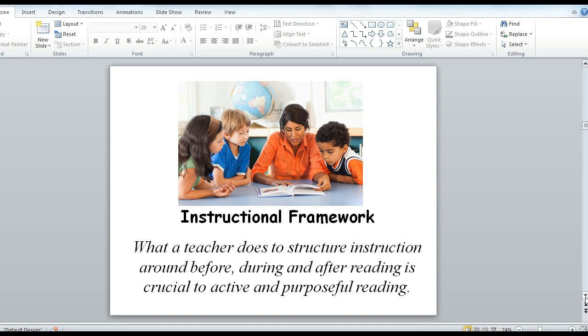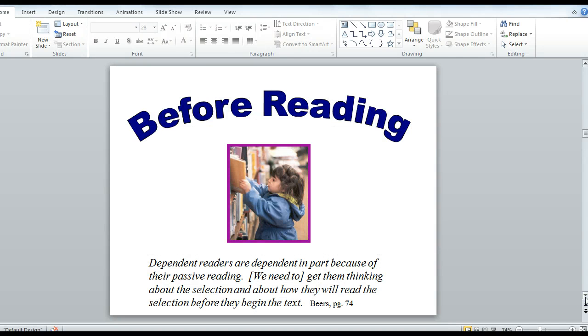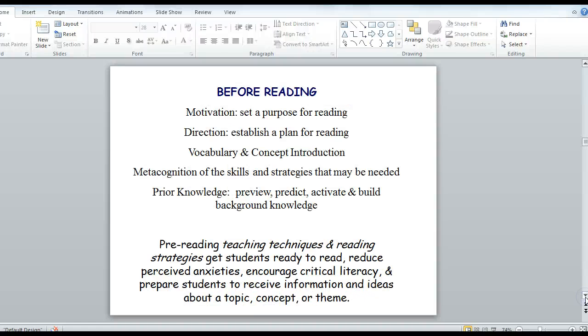Again, remember the all-important definition of instructional framework. What a teacher does to structure instruction around before, during, and after reading is critical to active and purposeful reading. So before reading, dependent readers are dependent in part because of their passive reading. We need to get them thinking about the selection and about how they will read the selection before they begin the text. And you saw this in the last overview, this slide, so I won't go over it again, but these are some reasons that we engage in before reading instruction.